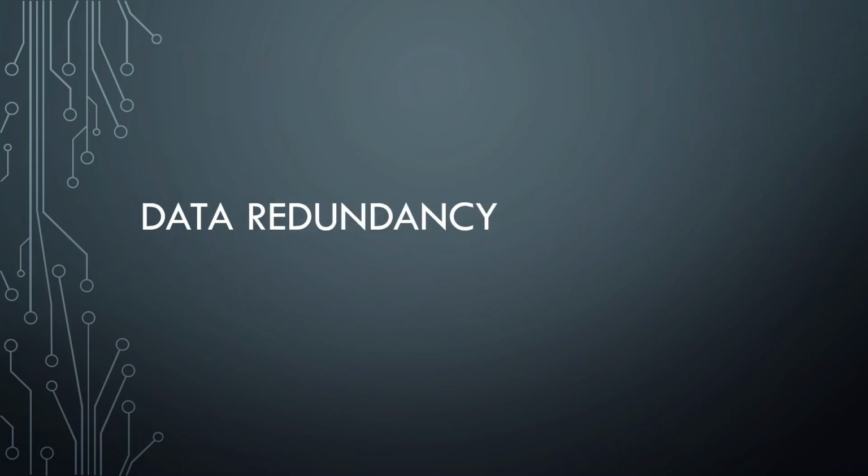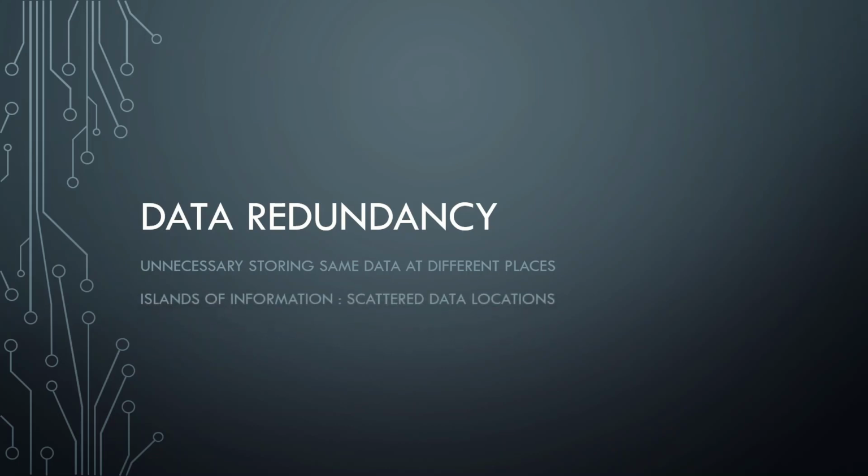Data redundancy. Alright, first aspect of the day is data redundancy. Data redundancy is unnecessarily storing the same data at different places. This is where you can store someone's name in site A and store it again in site B. There's really no need for that. That is going to cause data redundancy. You can think of it as islands of information, which stands for scattered data locations, meaning that each island has the same information. It's just scattered around, thus making it inefficient.